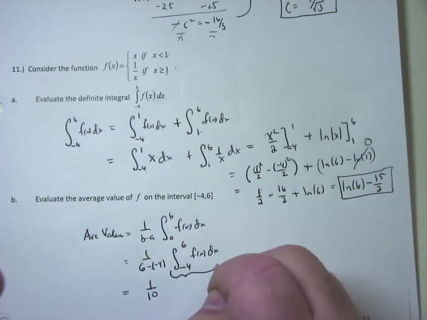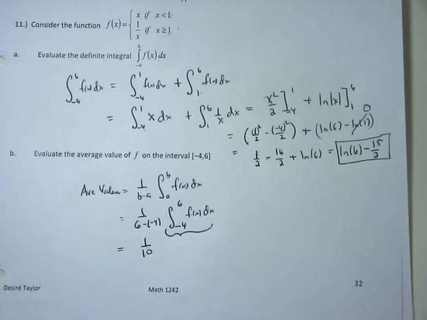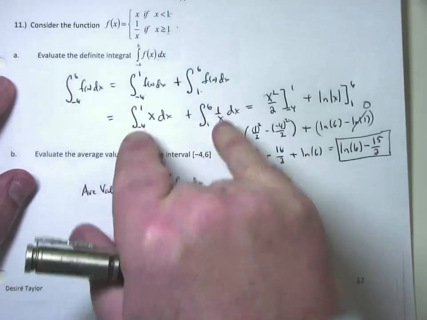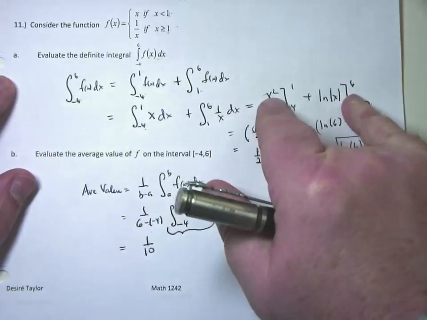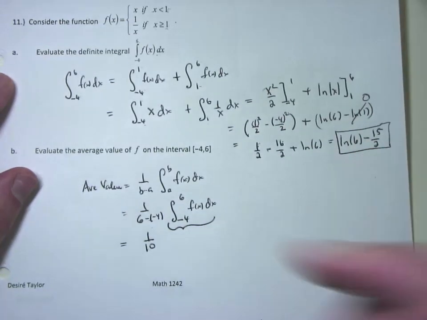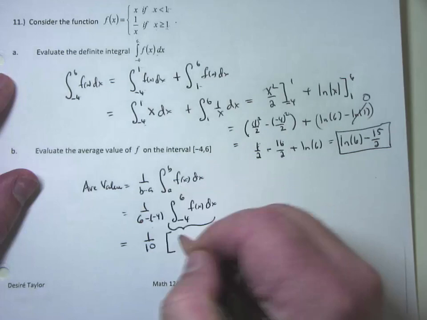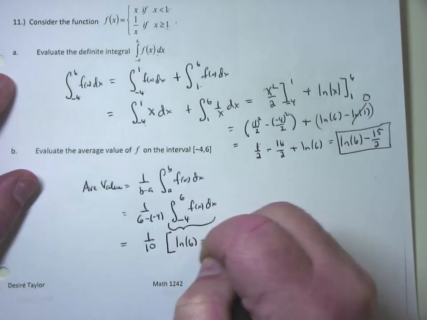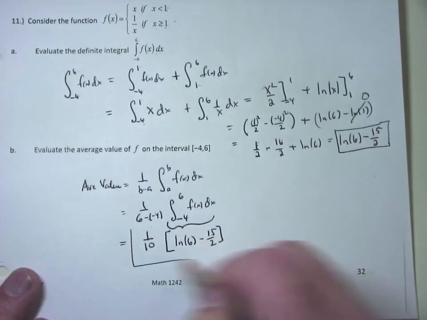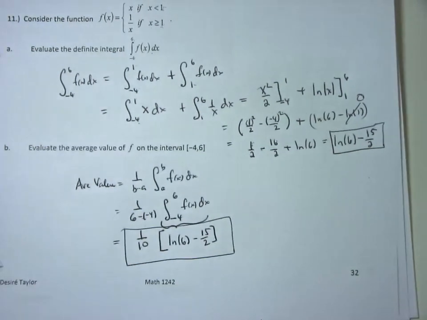But here's the deal. What is the integral of my function between -4 and 6? We just did that in part A. We had to piece it apart, use the piecewise function of each piece, integrate each piece, evaluate each piece, and add the answer together. There's the integral right there. So it'll be 1/10 times, so I actually don't have to do any work here, the natural log of 6 minus 15 halves, and it doesn't get better than that, so there's your answer. That's how you integrate a piecewise function. Okay?